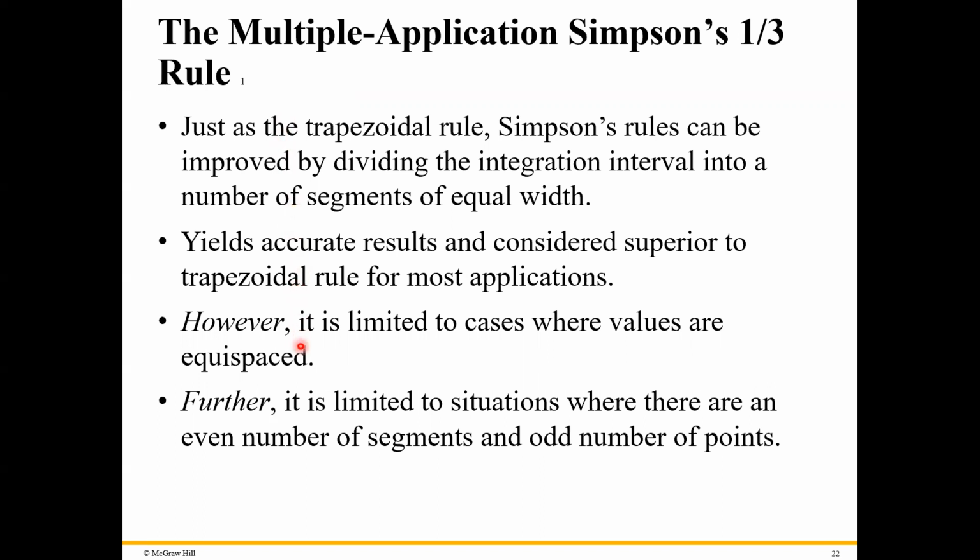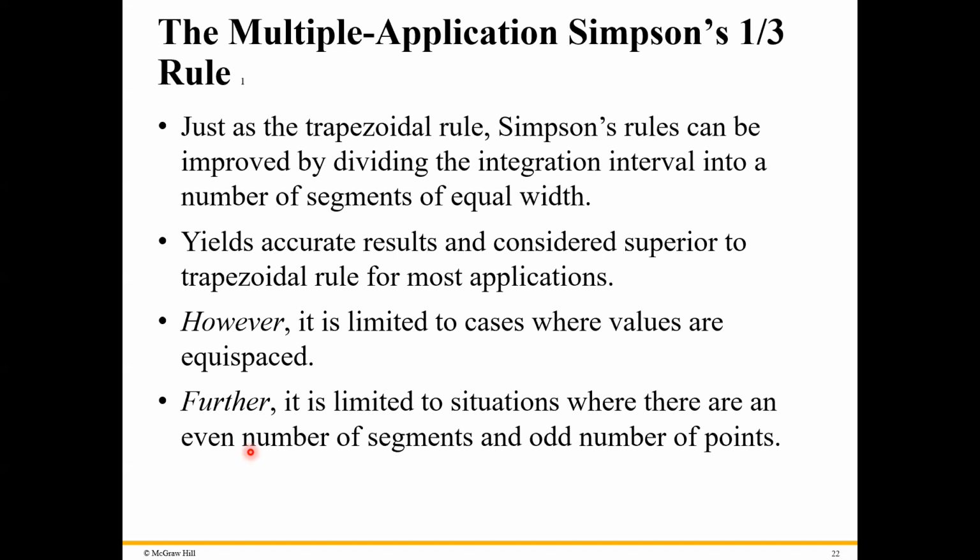However, it is limited to cases where values are equispaced. So this is a limitation of the Simpson's rule, that the values should be equally spaced. Further, it is limited to situations where there is an even number of segments and an odd number of points. The second limitation is that we should have an even number of segments, that means 2, 4, 6, etc. Accordingly, the number of points will be odd.